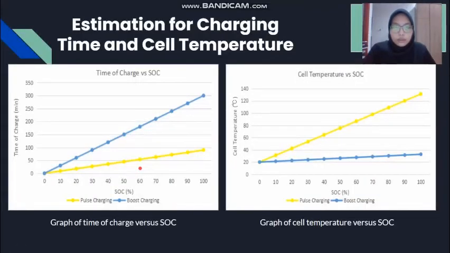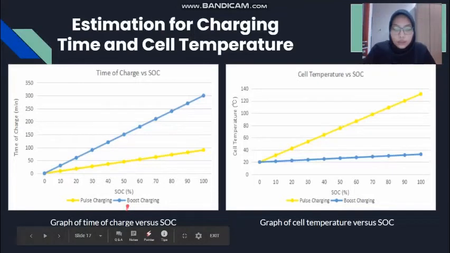Estimation for charging time and cell temperature is made for 0% to 100% SOC of the lithium-ion battery. The blue line indicates the boost charging scheme, while the yellow one is the pulse charging scheme.